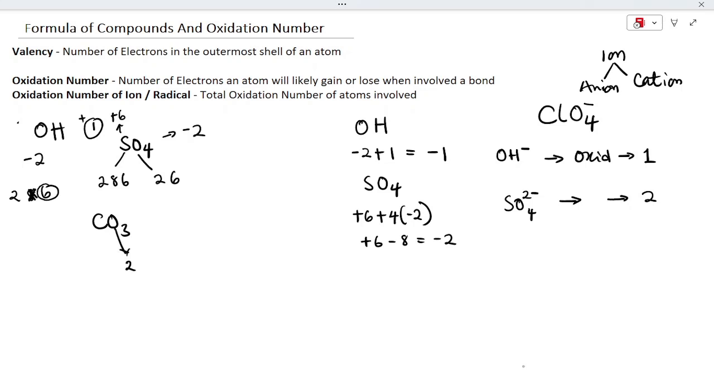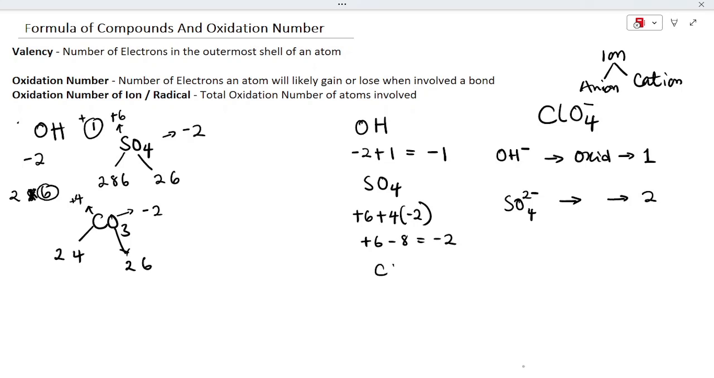Oxygen remains 2,6 and carbon is 2,4. So what does that mean? Oxygen has the tendency to gain 2 electrons. Because it's gaining 2 electrons, its oxidation number is minus 2. And as for carbon, it has to lose its electrons. That means it takes the role of plus 4.